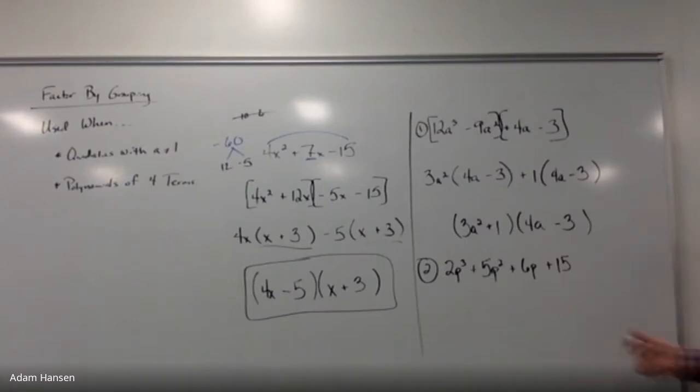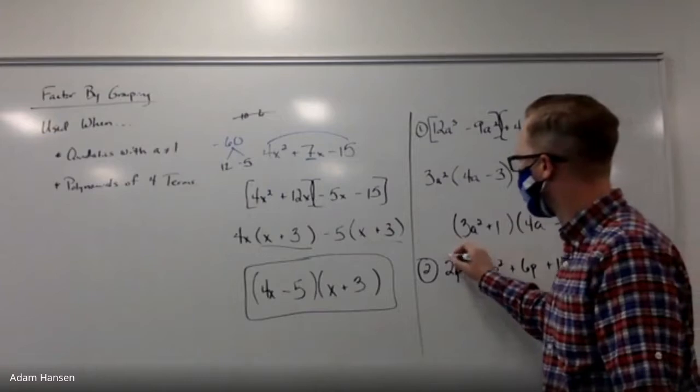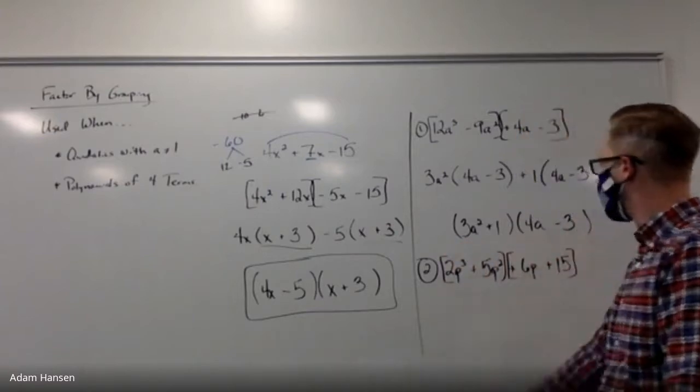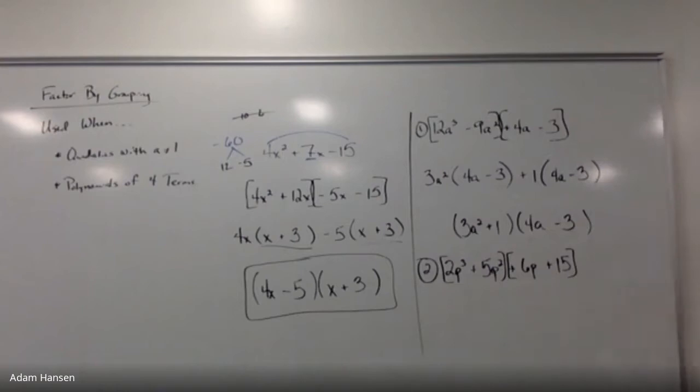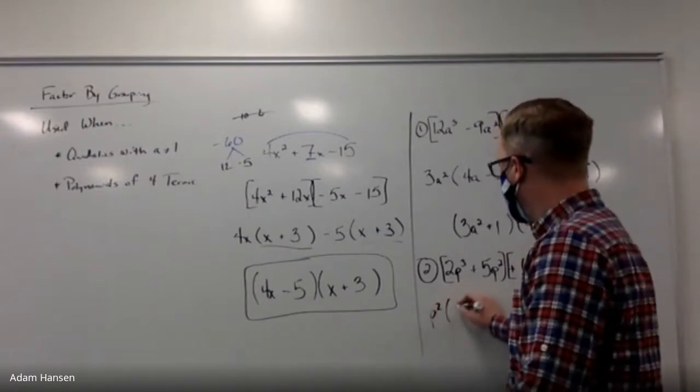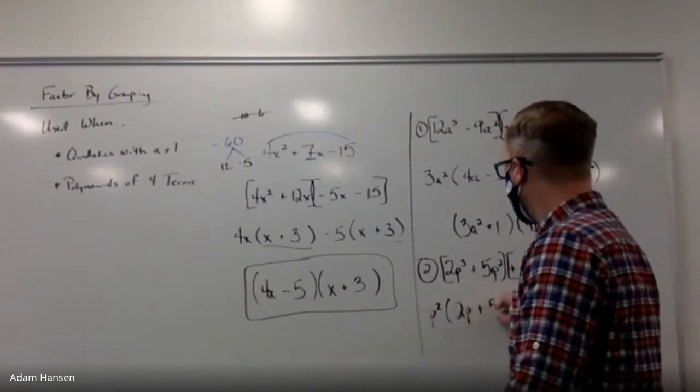Let's keep factoring. Group them into pairs of 2. What can you factor from the first pair? 1, but I can actually take out some p's too, right? P squared. Leaving me 2p plus 5.